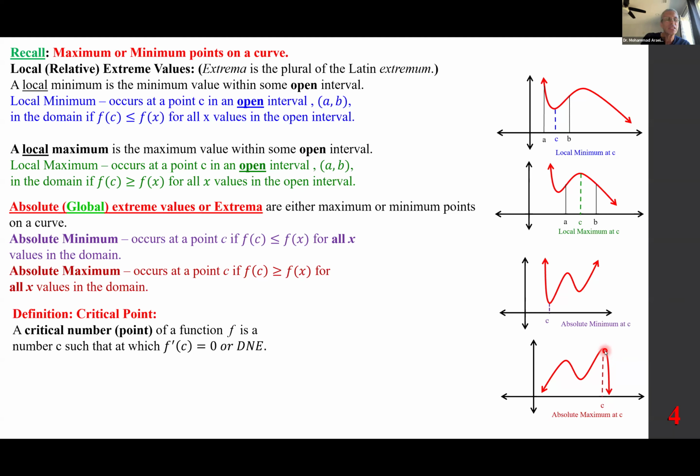A critical point is defined such that you take the derivative, f prime of x equals 0 or doesn't exist. The steps are: set f, find f prime, set equal to 0, look at where it doesn't exist either.